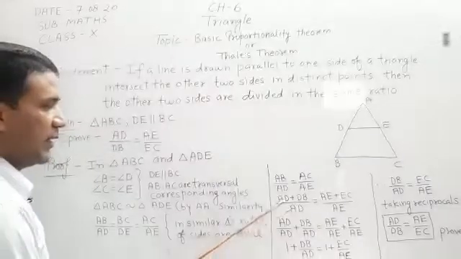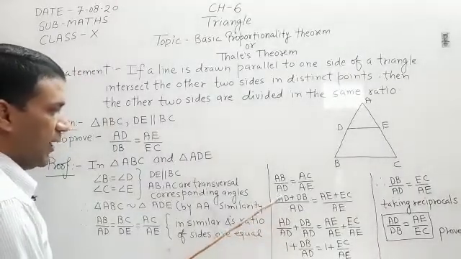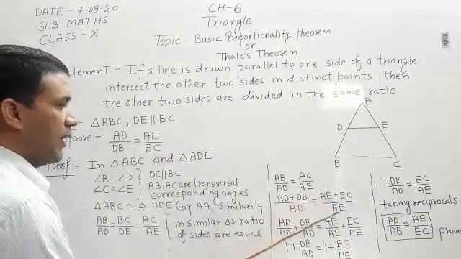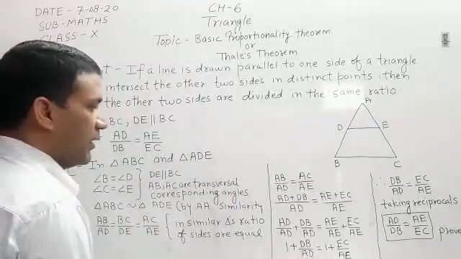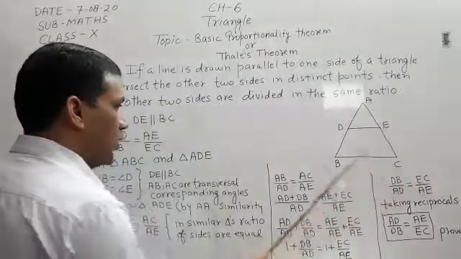And now you can write this as AD upon AD and DB upon AD separately. So AD upon AD plus DB upon AD. Similarly, AE upon AE plus EC upon AE. This becomes 1 and this also becomes 1. This 1 and 1 cancel. Now you get DB upon AD is equal to EC upon AE.